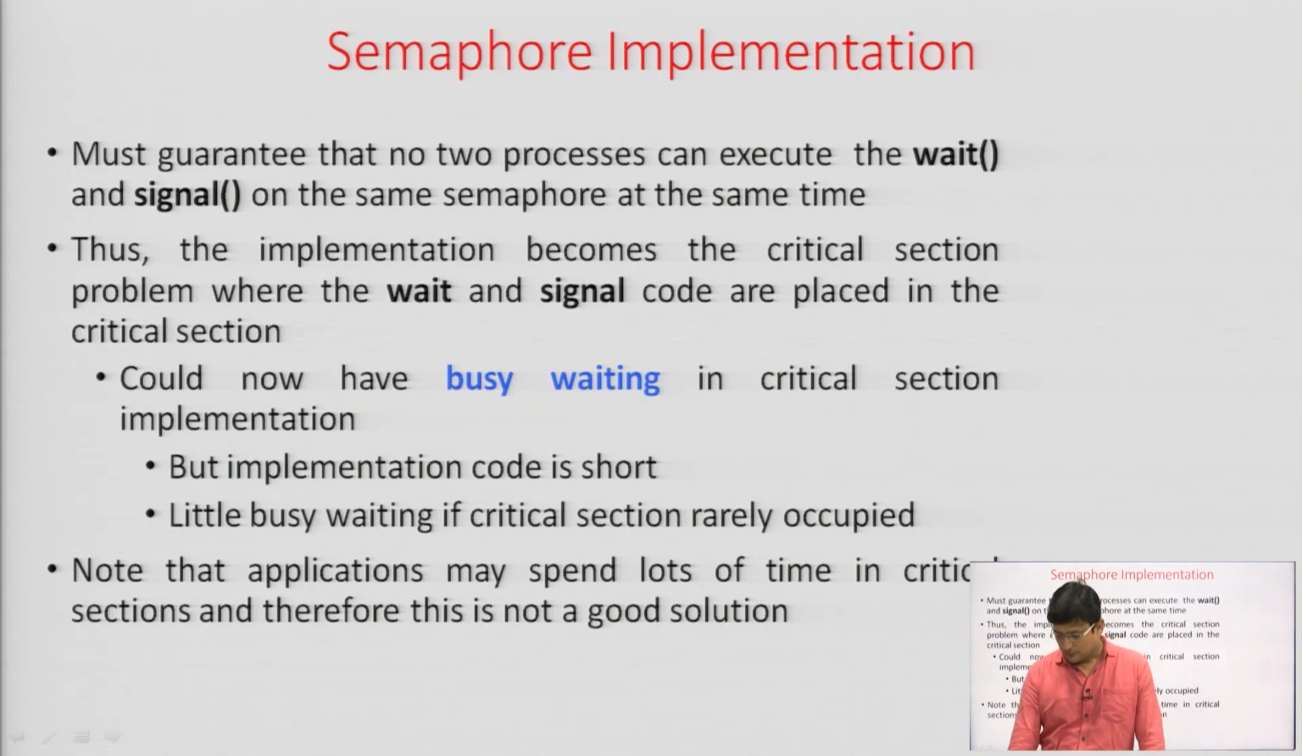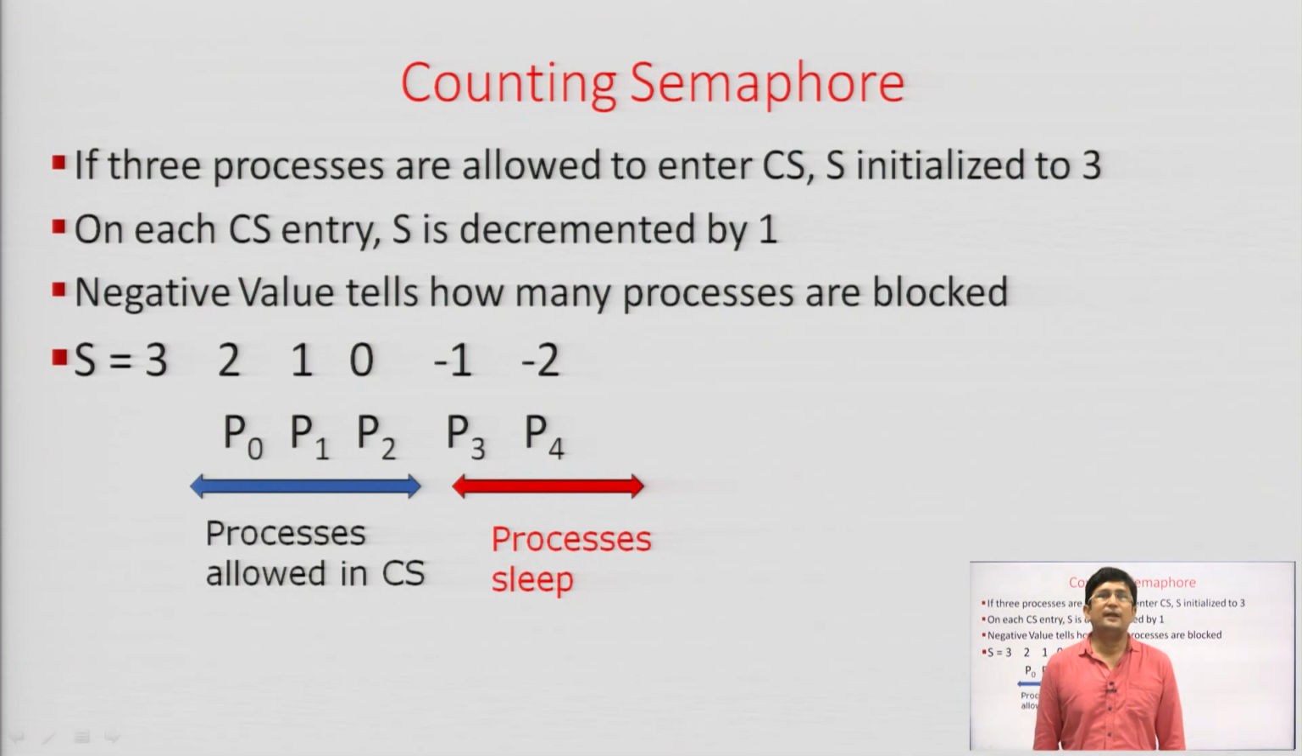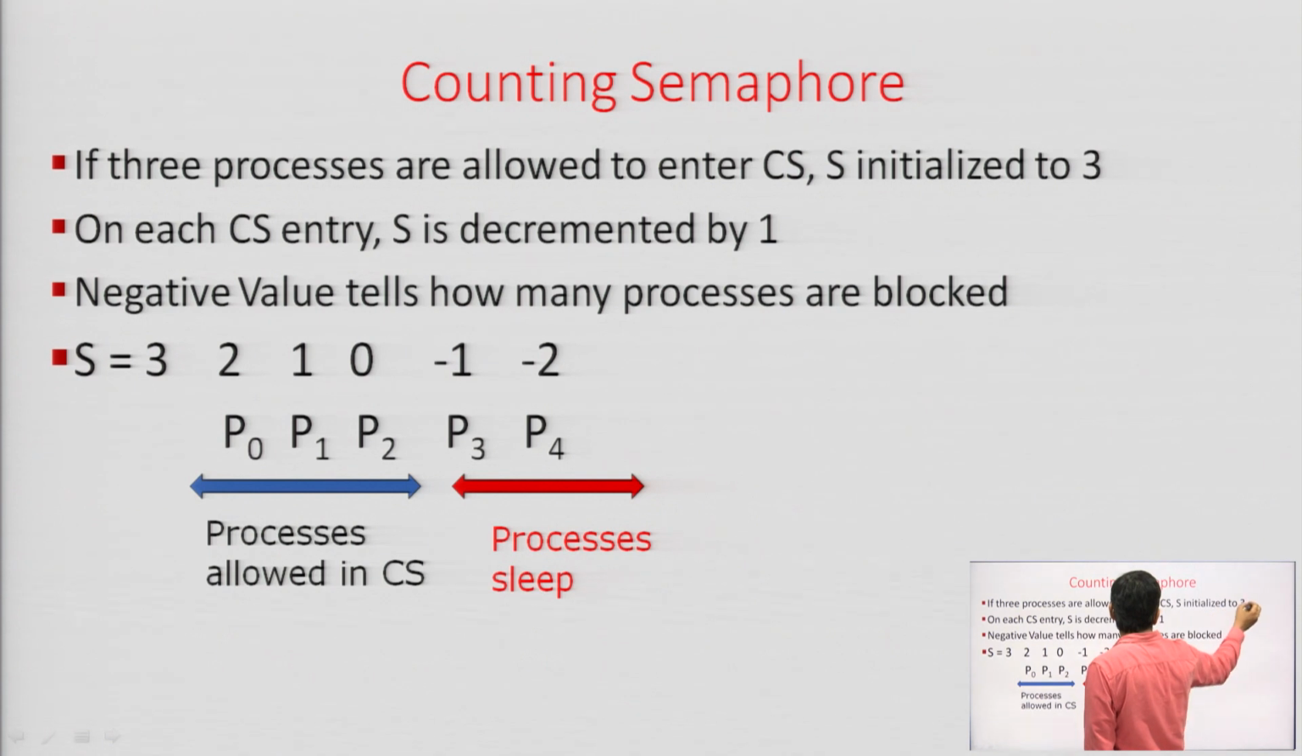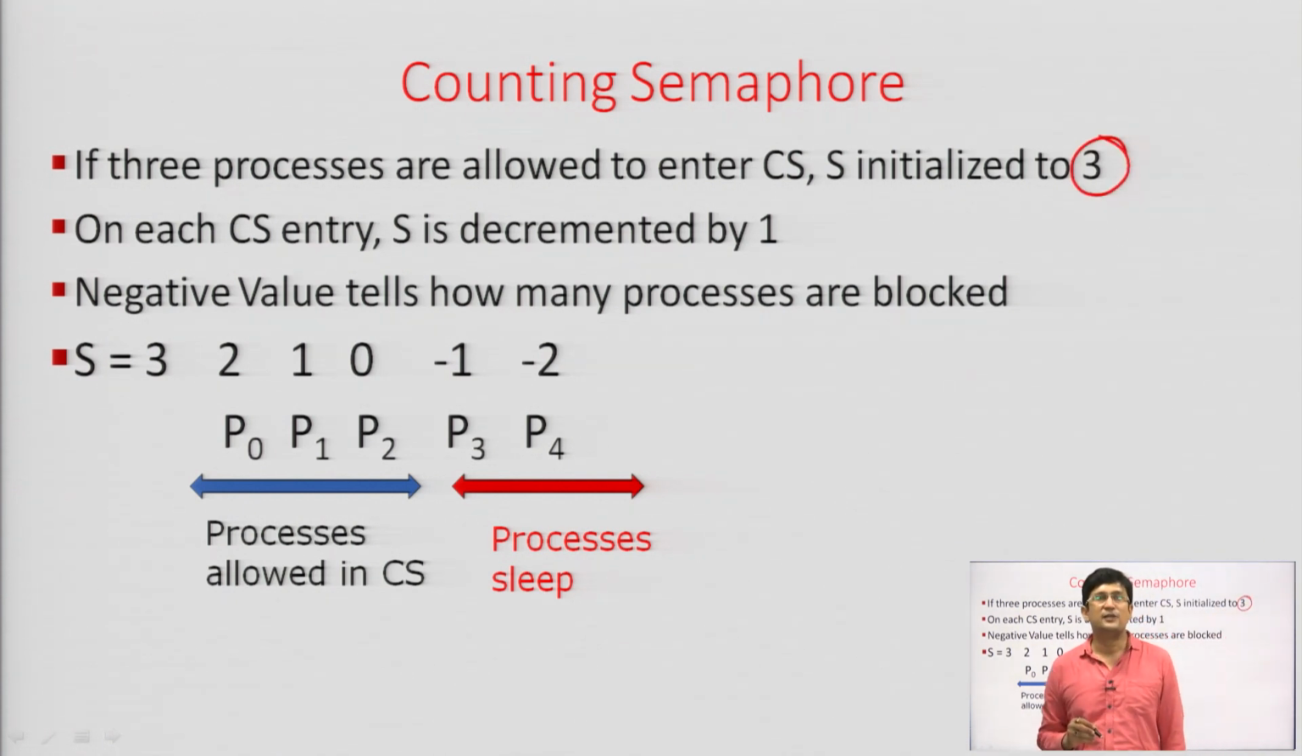Now, let us say we are dealing with a counting semaphore. We will discuss the binary semaphore also. Let us say we are dealing with the counting semaphore and we are not allowing the busy waiting. Let us do it with the without busy waiting solution. So, let us say the value of the semaphore is initialized to 3. It means that 3 processes can enter the critical section at the same time. It means that there are, let us say, 3 printers and 3 processes can have access to those printers.